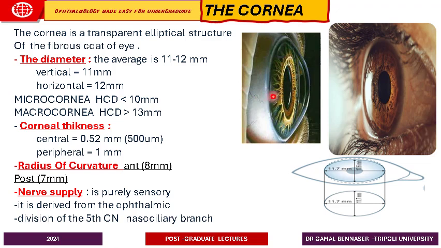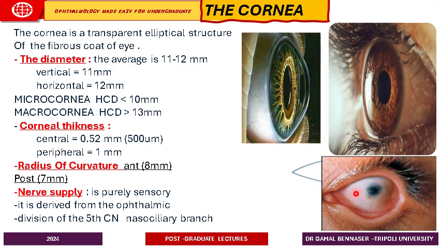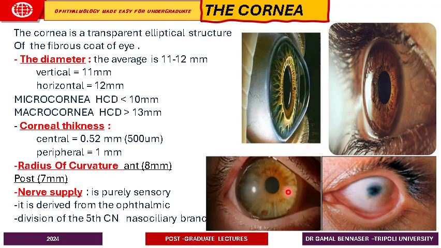So if the horizontal corneal diameter is less than 10 millimeter, it is called as microcornea. So microcornea, like this picture, is when the horizontal corneal diameter is less than 10 millimeter. And if the horizontal corneal diameter is more than 13 millimeter, this is called as macrocornea or megalocornea.